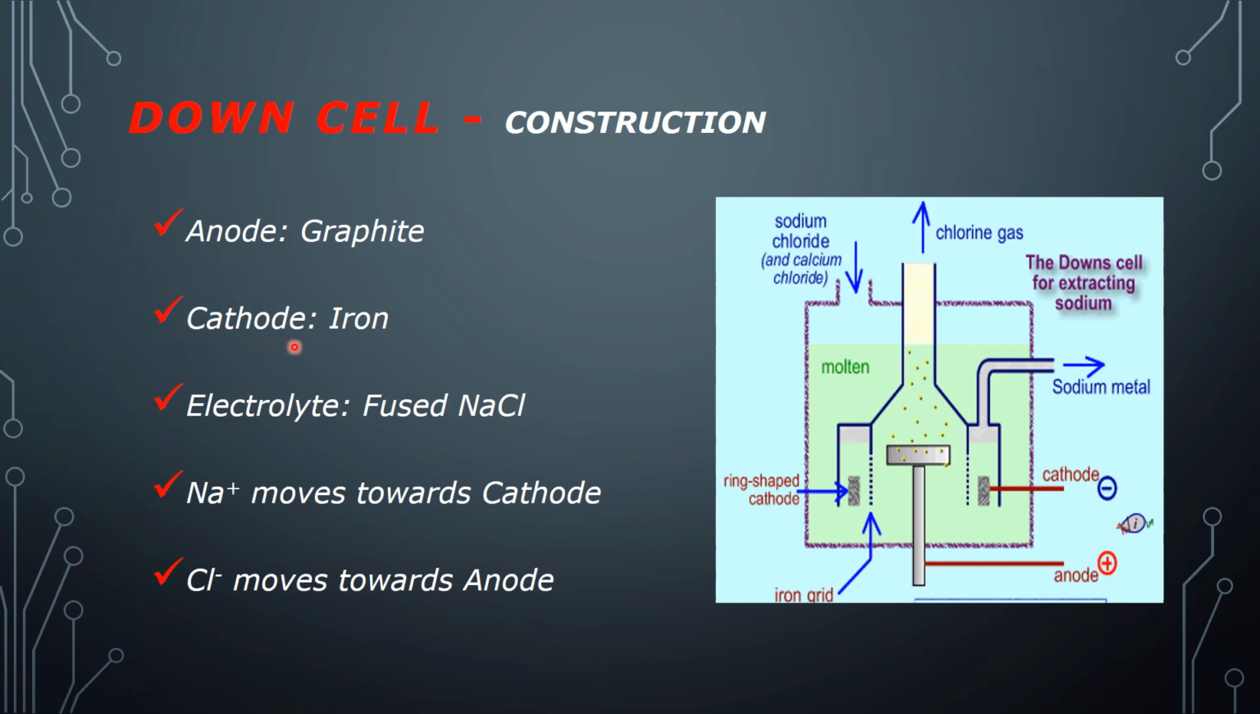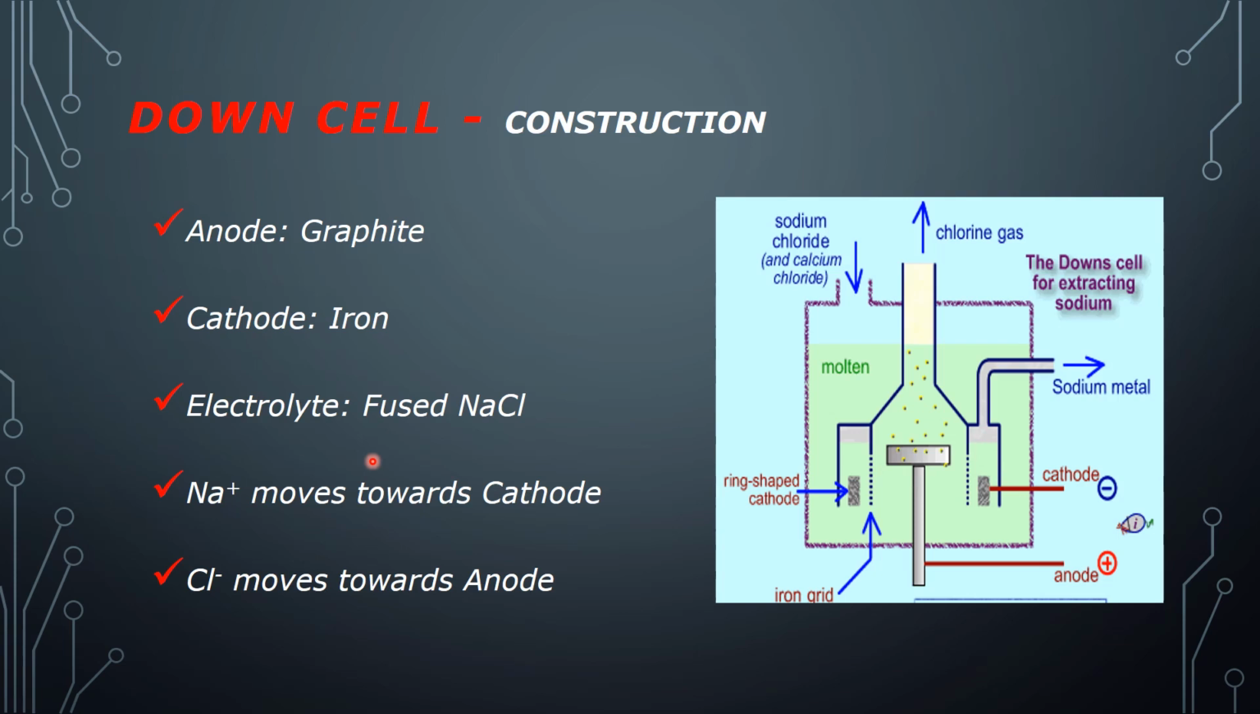The cathode here is made of iron. This ring-shaped electrode is made of iron and it will act as cathode. The electrolyte here is fused NaCl. Fused means molten. The cell is completely filled with molten NaCl.